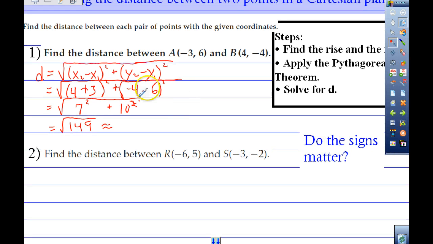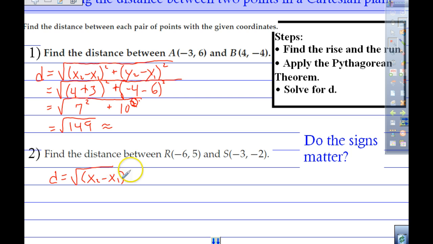Okay. You might notice that I dropped the negative here. Negative 4 minus 6 is negative 10. But if I know I'm going to square it, I really don't care about the negative so much. So just one more thing to get out of the way so I don't have to worry about it. Okay, do we need to do another, or I think that's okay, right? Just make sure you know the formula. Okay, make sure you know that formula. That's the key.